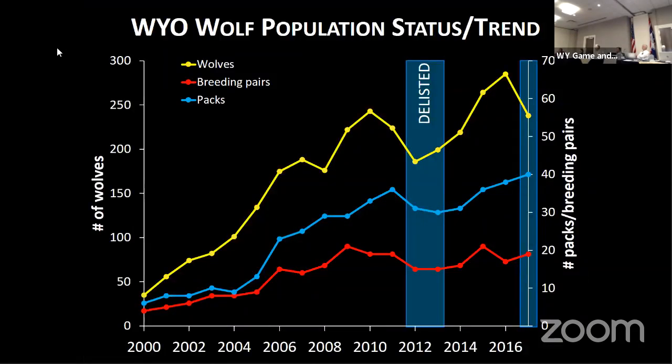And just to give you an idea, again, this is where the important thing is we have to demonstrate recovery. As you can see, we've been well above recovery for multiple years. Whether they're hunted, whether they're not, we're maintaining a recovered population and using that as a minimum.